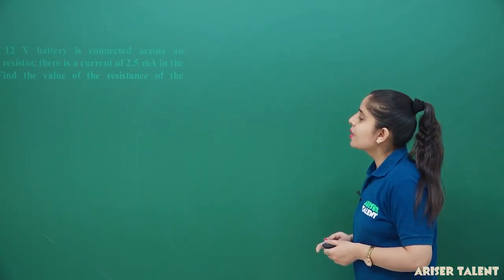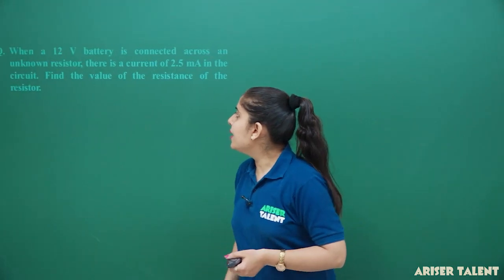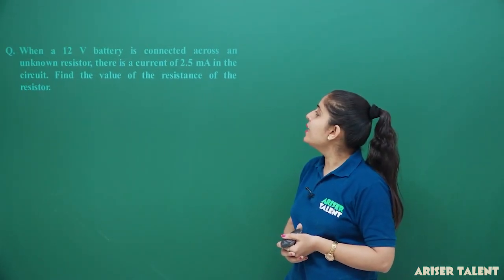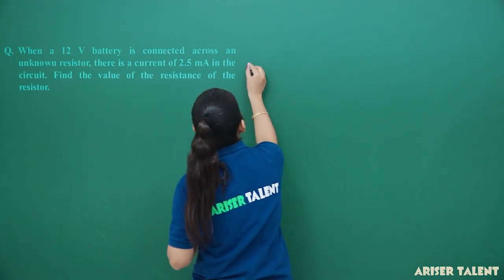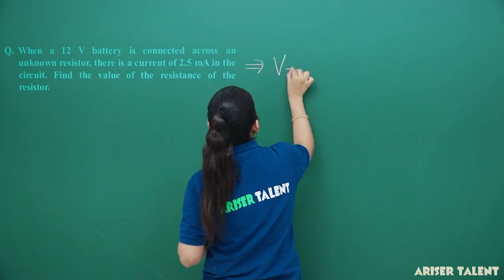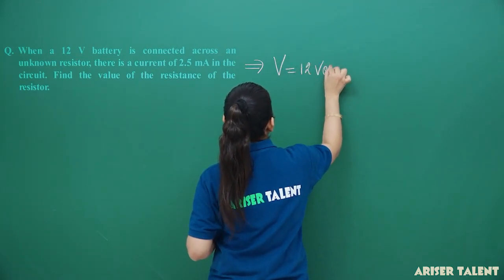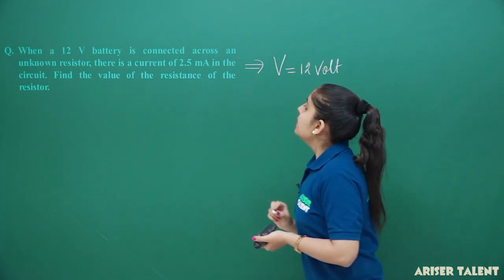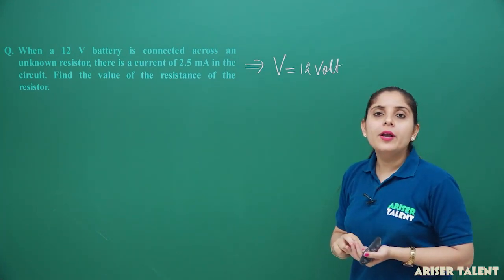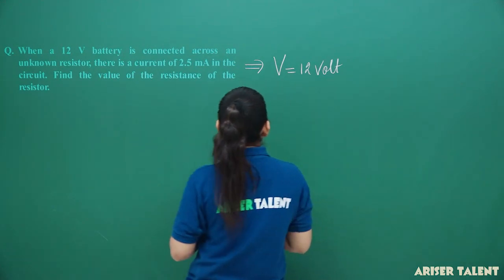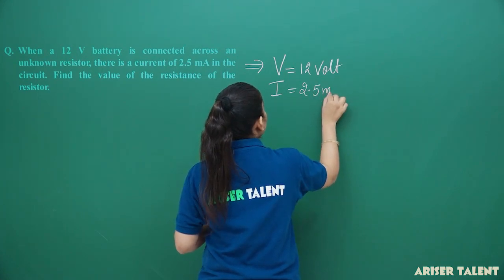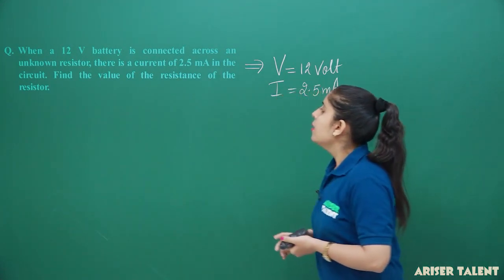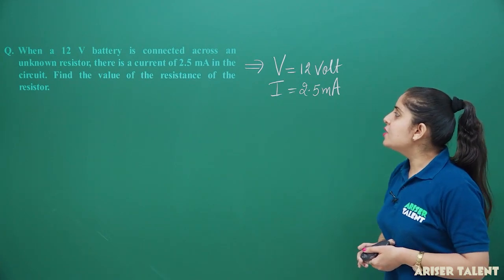So let's move to the next question we have in this sequence. Now our next question is, when a 12 volt battery is connected across an unknown resistor, there is a current of 2.5 milliampere. So what have you been given? A 12 volt battery, which means V equals 12 volt. Current is denoted by I and its value will be 2.5 milliampere. Find the value of resistance of the resistor.